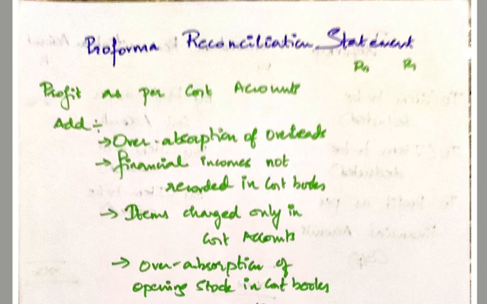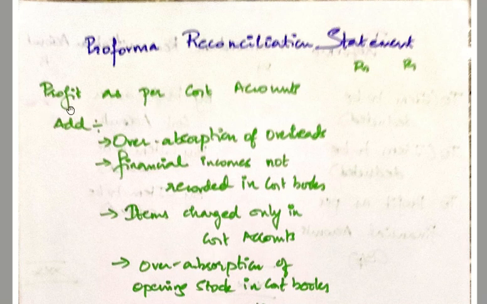So in this video we're going to look into the reconciliation of cost and financial accounts problems. Before starting out with the problems, let's look into the format of the pro forma of the reconciliation statement. Basically you have three columns: the particulars, the inner amount column and the outer amount column. When you start with the reconciliation statement, you always start with profit as per cost account, or profit as per financial account, or loss as per financial or cost accounts, whichever is given.